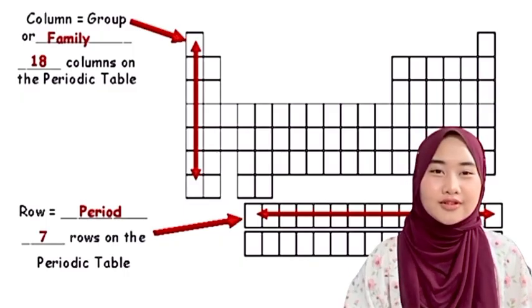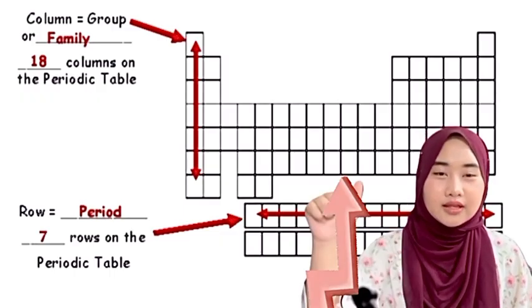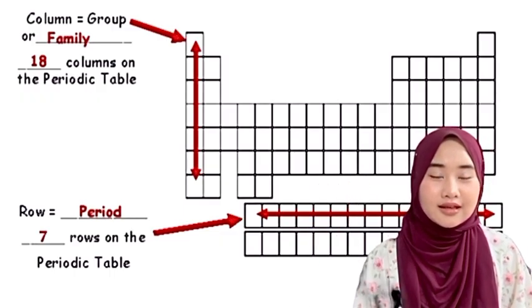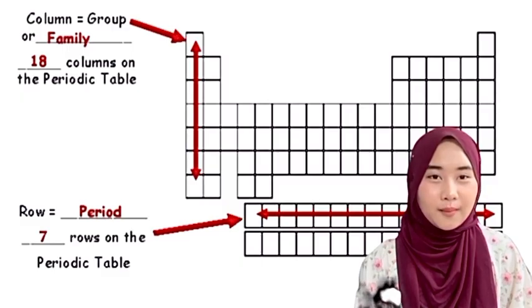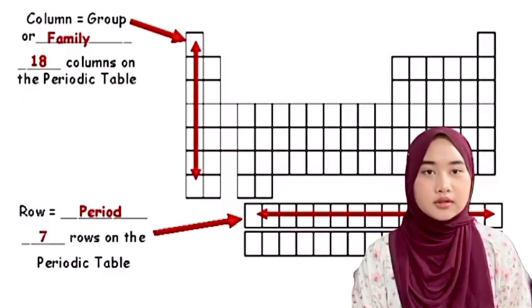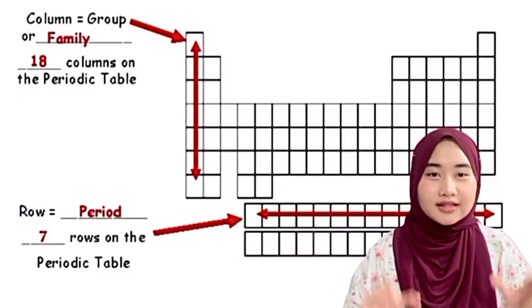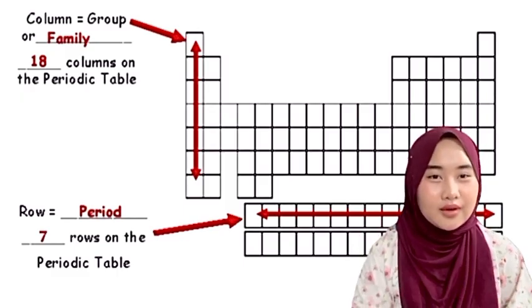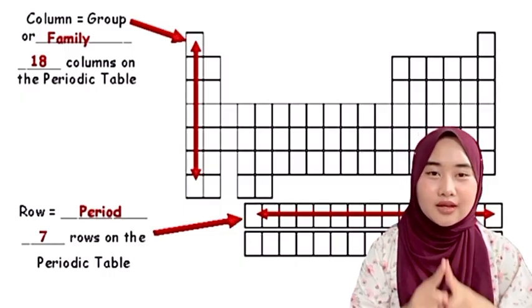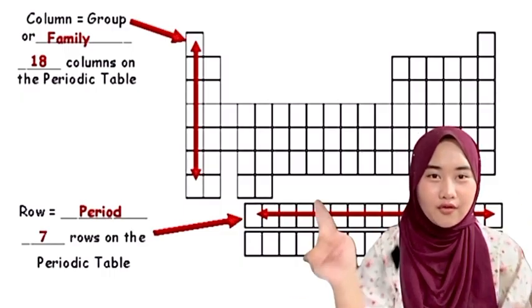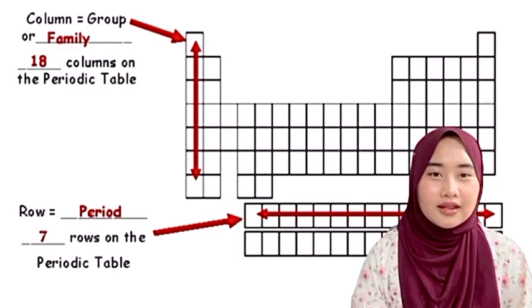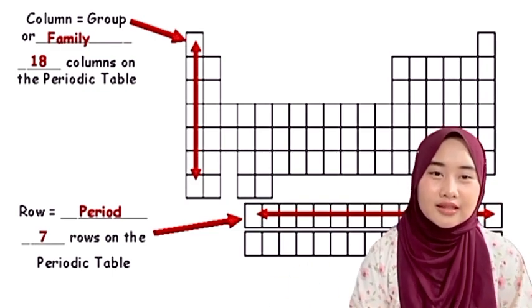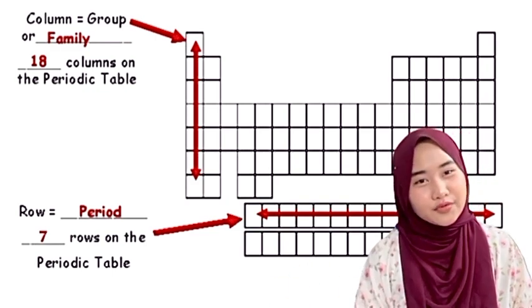As you move from left to right, the atomic number will increase and the elements generally will change from metal to non-metal. So, there are 18 groups in the periodic table. Elements in the same group have similar chemical properties because they have the same number of valence electrons and they have similar reactivity patterns. So, let's move to the next part.